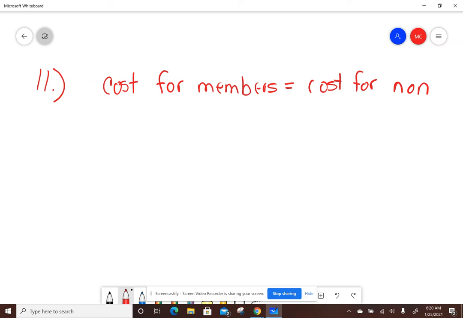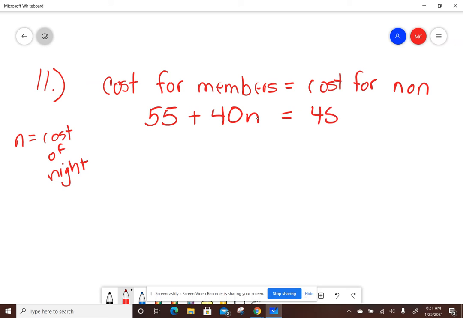Well, how do I describe the cost for members? Well, members have to pay the $55 fee, and they have to pay 40 per night. So if n is number of nights, members have to pay 55 as a flat fee plus $40 per night. Non-members just have to pay 45 per night. So that would be my equation. I just let the cost for members equal the cost for non-members.